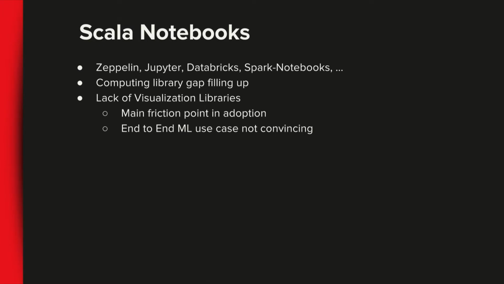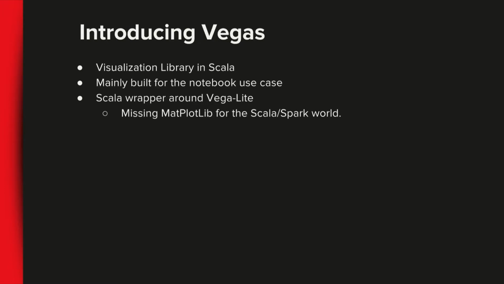On the Jupyter Python side and the Jupyter Scala side, we don't have anything. On Zeppelin, they have some inbuilt visualization, but you really have to shoehorn your data to visualize the way you want to. So mainly to fill the visualization gap, we developed Vegas, which is a visualization library in Scala. And this is mainly to fill the gap of visualizing things on the notebook.